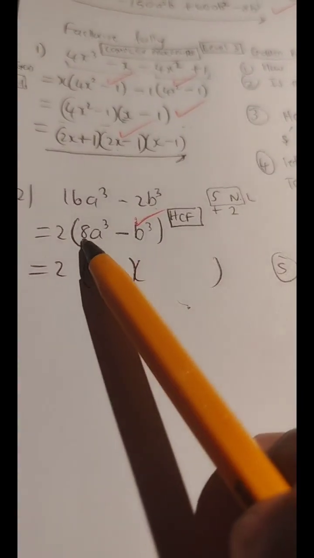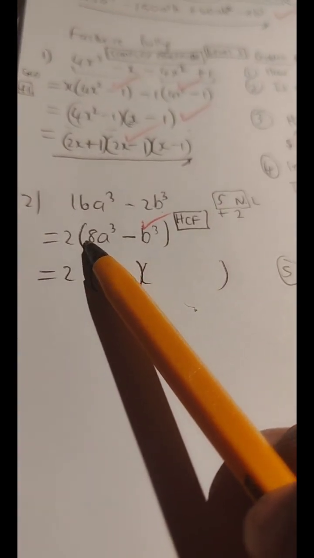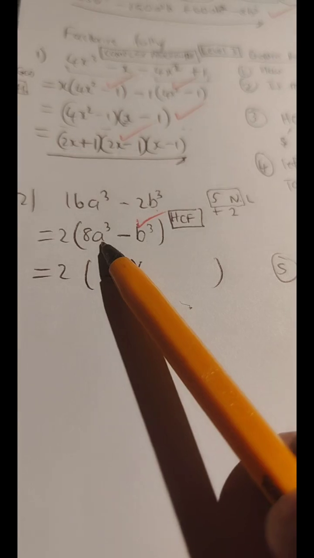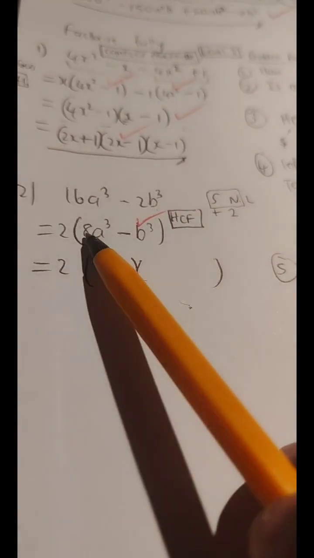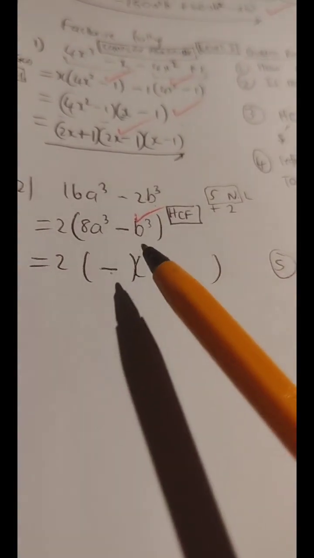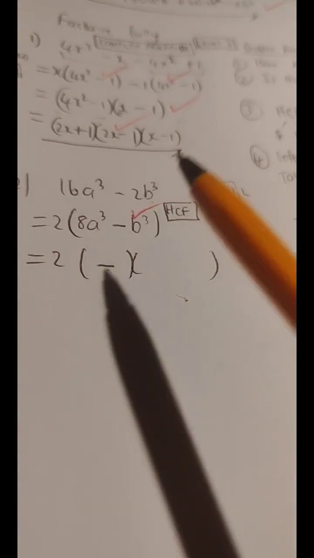Okay, we must make sure that these are perfect cubes. 8 is a perfect cube. If you apply a cube root to 8, it is 2. If you apply a cube root to a cubed, it is a. If you apply a cube root to b cubed, it is b. So these are really perfect cubes, because in order for you to apply difference of cubes, the terms must be perfect cubes.